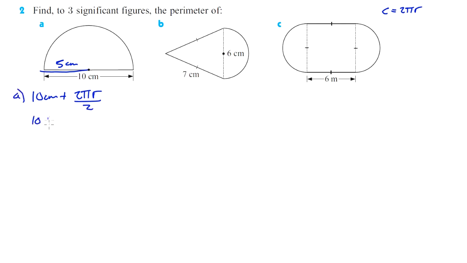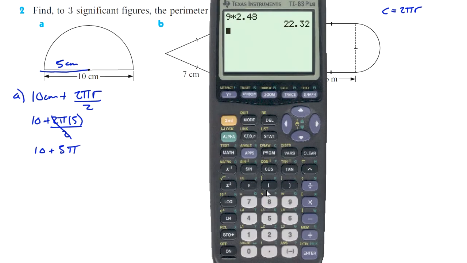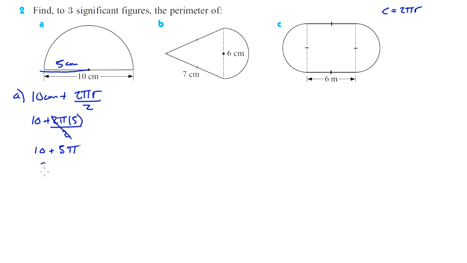So we'll do 10 plus 2 times pi. In this case, the radius is 5, all divided by 2, right? So those 2's basically go away, and it's going to be 10 plus 5 pi. So let's figure out what that is. 10 plus 5 times our pi button, and that gives us 25.707. So we'll go with 25.7. Let's see. Yep, because we already added the 10 in. 25.7 centimeters for our perimeter on that.